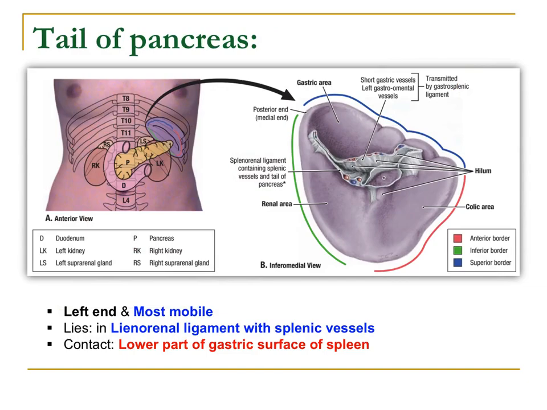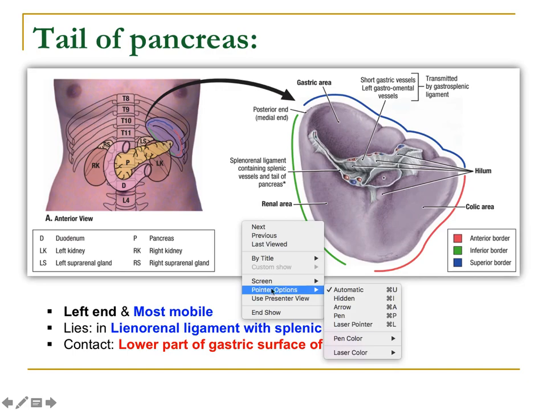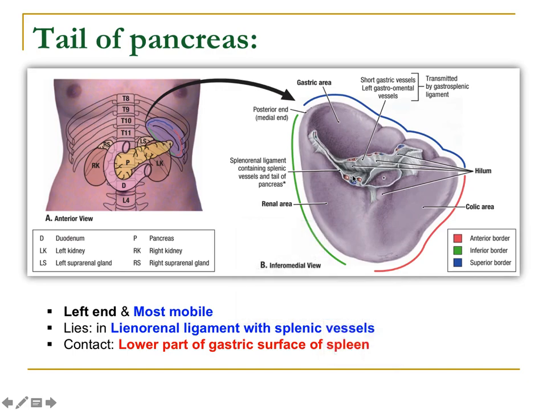Now, if you see the tail of the pancreas, to understand the tail of the pancreas, it is necessary to understand the spleen as well. The spleen is a lymphoid organ, and whatever you see here is the visceral surface of the spleen. This one is the hilum of the spleen, so here you will find a lot of blood vessels. This area is mainly related to the renal area, this one is the gastric area, and this one is the colic area.